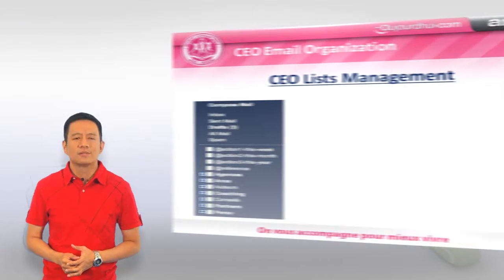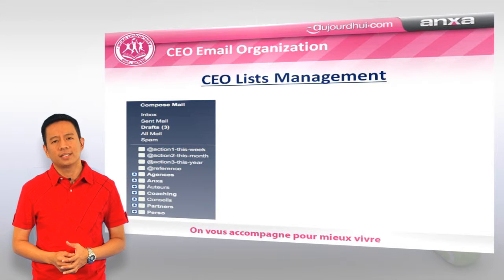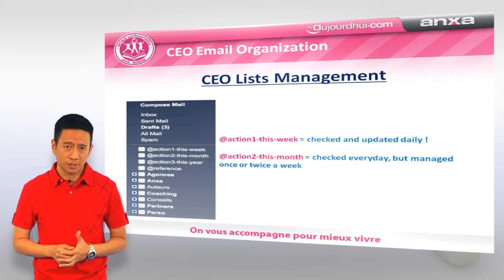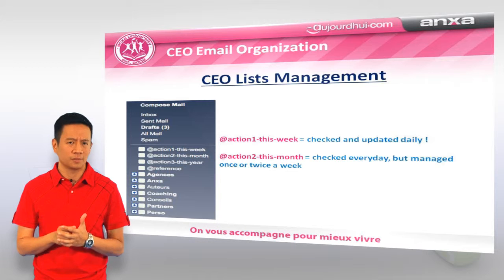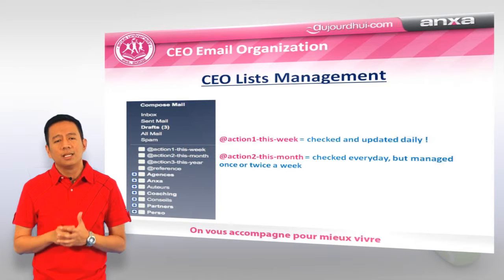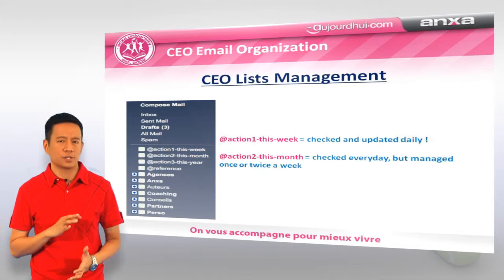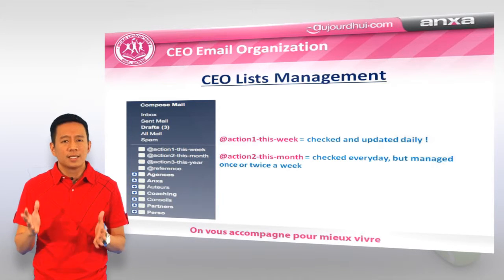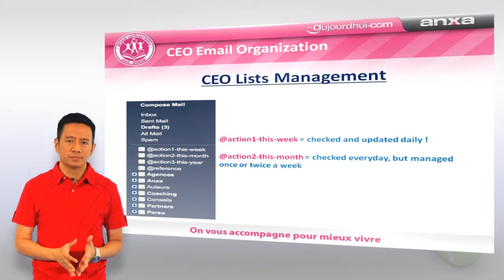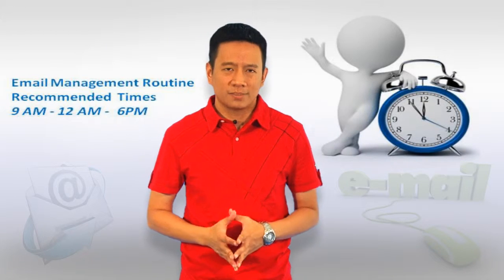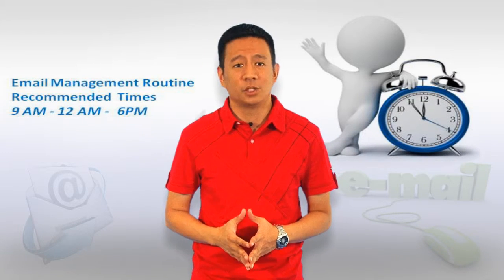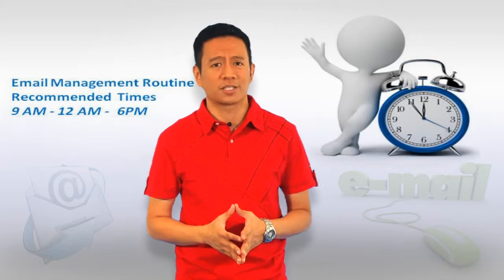Based on the labels, Fabrice will know the course of action he will take. Messages with the Action 1 label are checked every day to ensure completion and prompt action. Messages with Action 2 label are also checked every day but managed at least once a week. Eventually, they will be relabeled with Action 1. Try to follow these recommended times to manage your email. You don't want to be stuck the whole day staring at your inbox and waiting for incoming emails, do you?